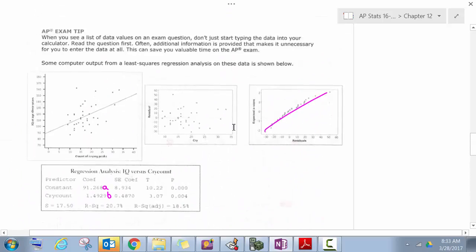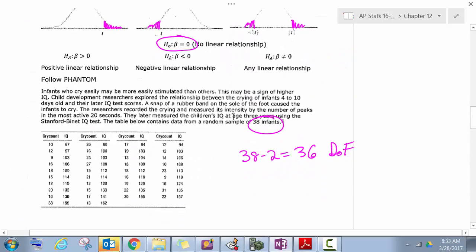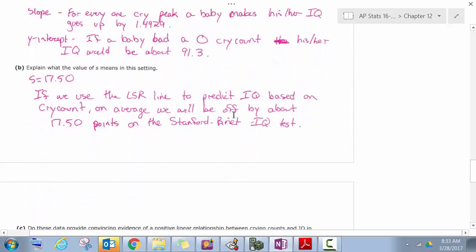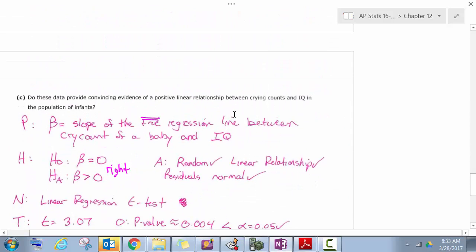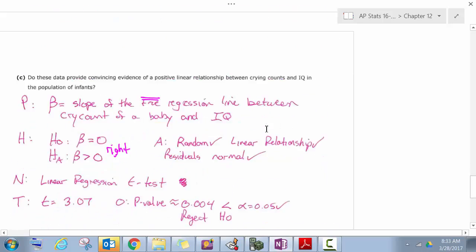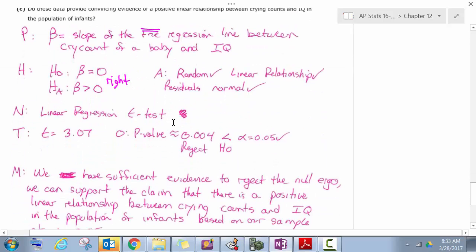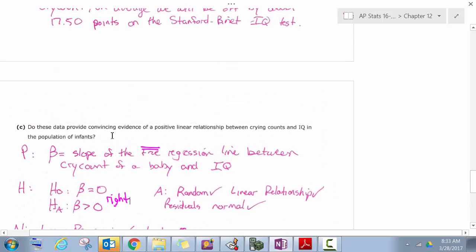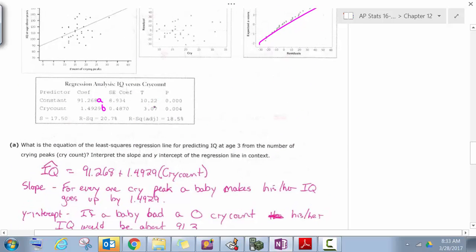Is it random? It says it was random. So we have that going for us. Is it a linear relationship? Yeah, we have the residual plot here. And are the residuals normally distributed? Yes, because we have a normal probability plot. So our assumptions are all met. It is a linear regression t-test. That's our n. Our t is given right here. And our p-value is right here. So we don't have to calculate anything. Everything's given right to us.